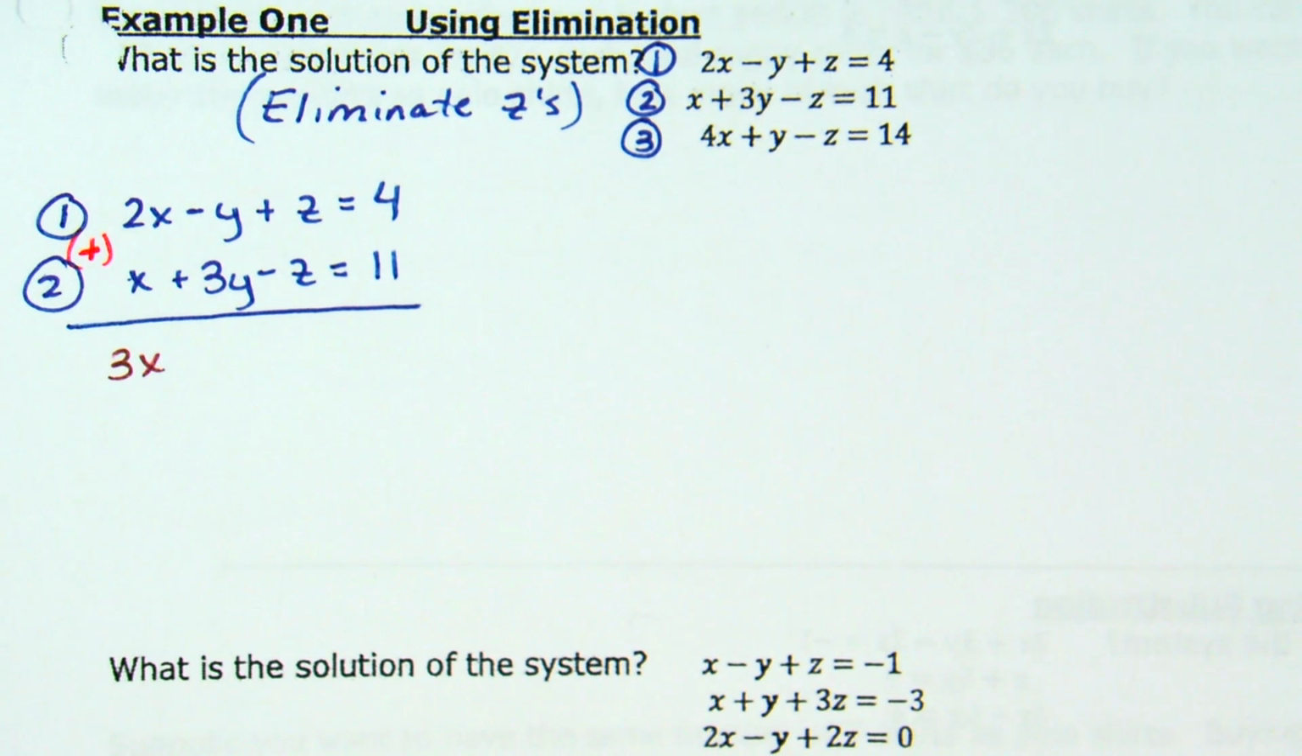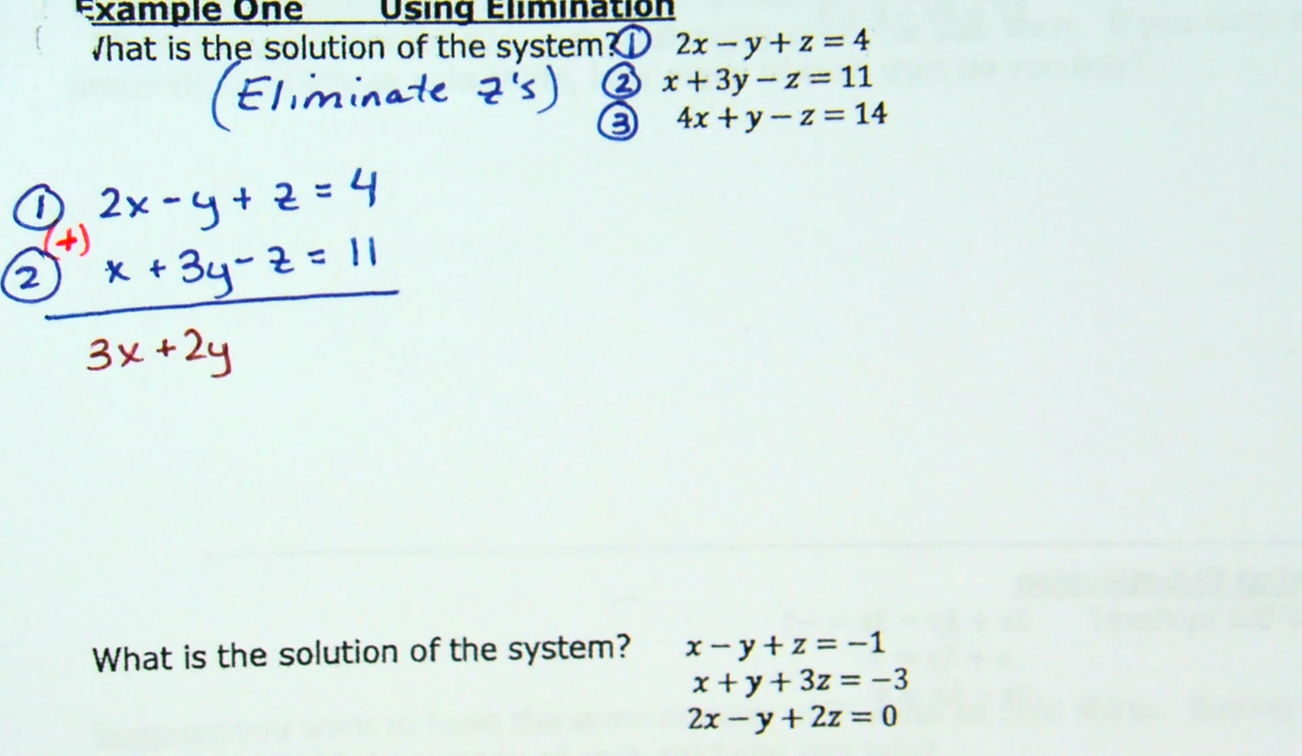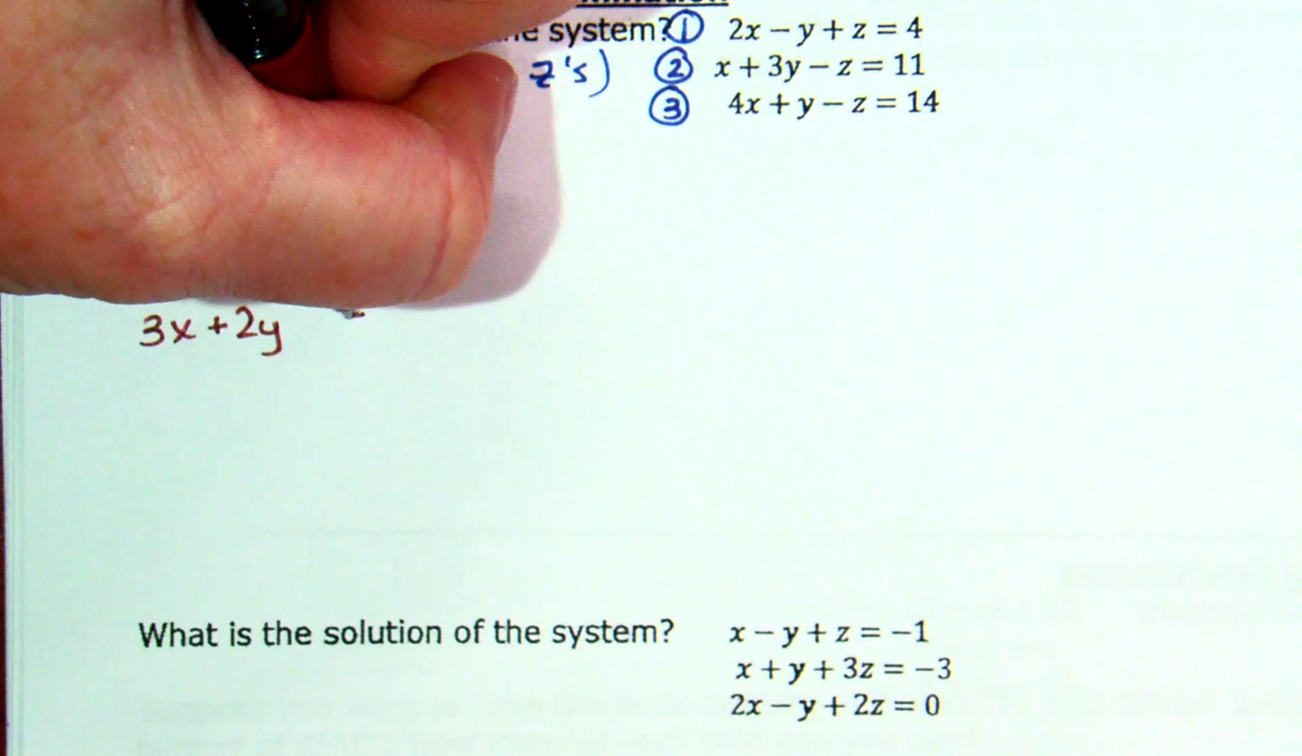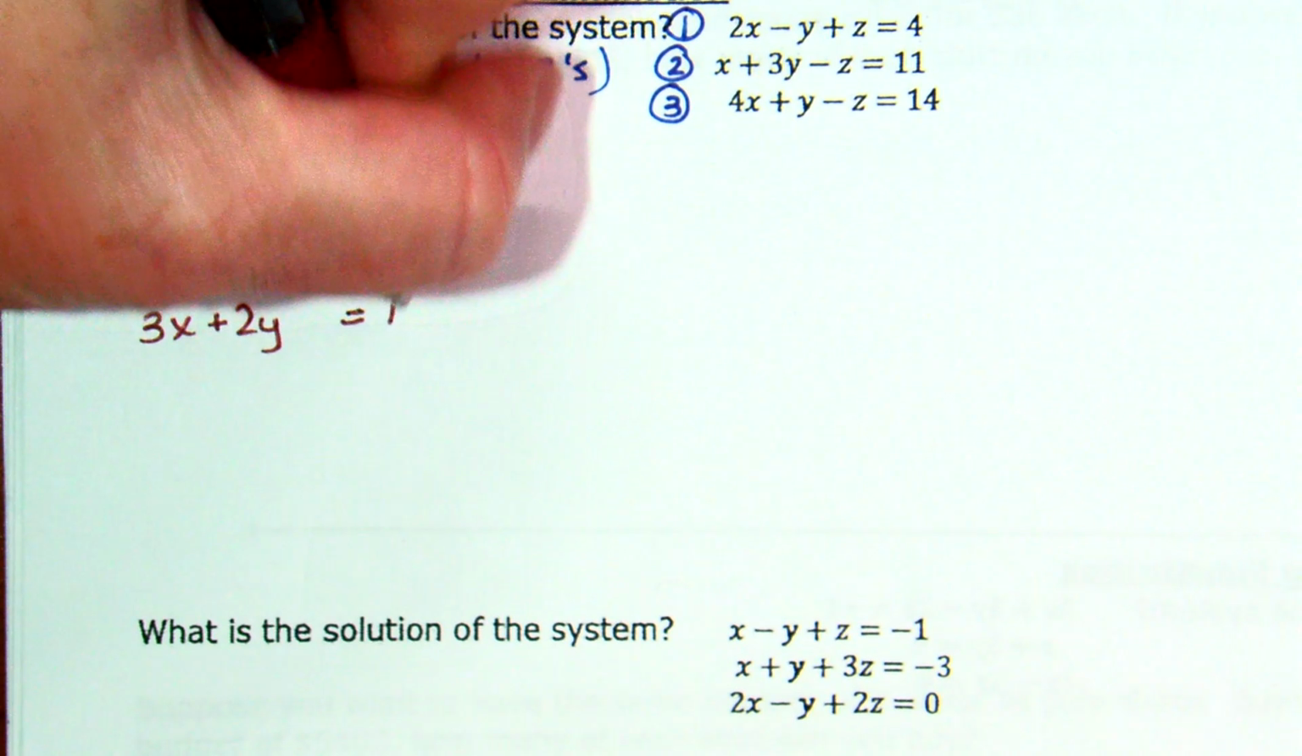Negative y plus 3y, 2y. 2 plus 2y. z plus negative z, it's gone. Carry your equal sign down. 4 plus 11, 15.